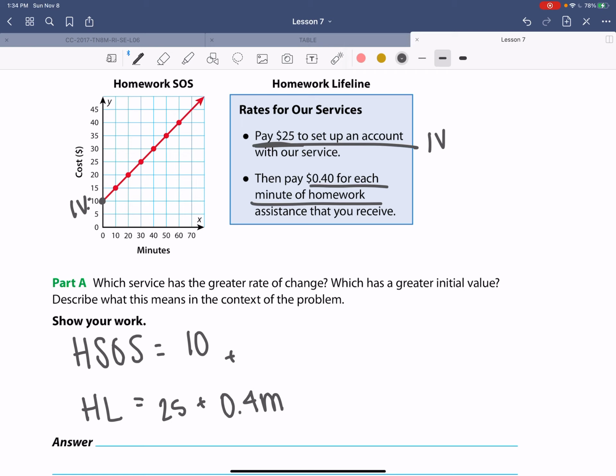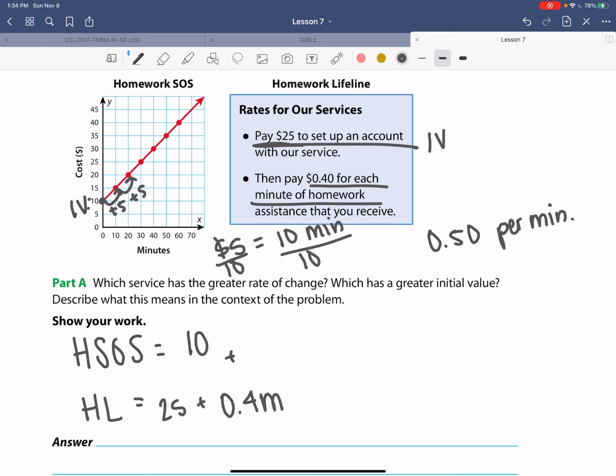For each minute, and then we go from 0 to 10 minutes. From 0 to 10 minutes, it's going to be from $10 to $15, so it increased by $5, and it's going to continue doing that. But it was $5 for 10 minutes. How much is it for 1 minute? So divide by 10, so we'll have 50 cents per minute for Homework SOS. Okay, so then we have our stuff.